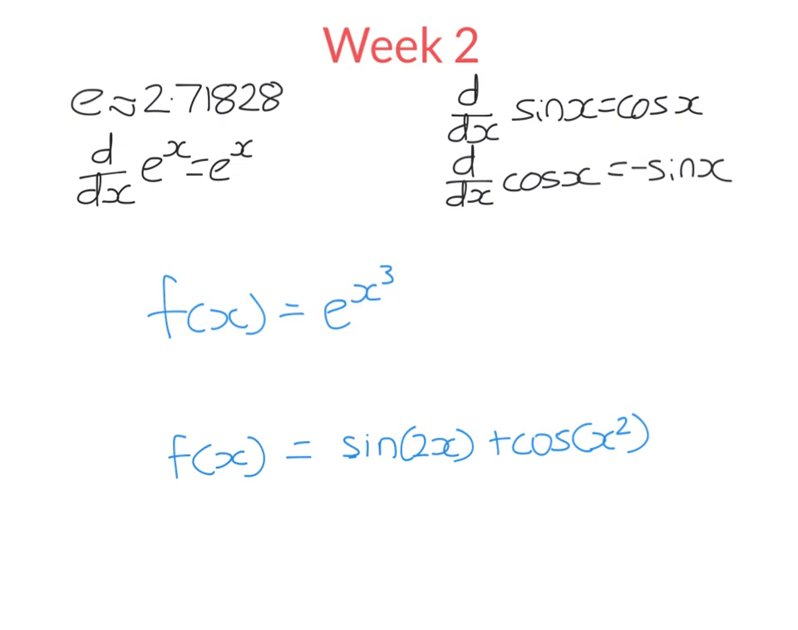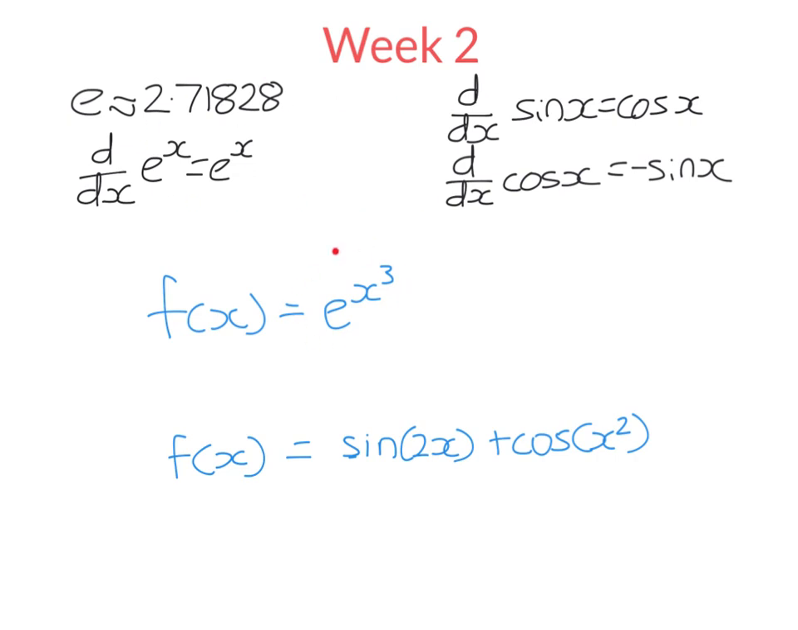So we started off by differentiating exponential and trigonometric functions. e is this special number, 2.71828. It goes on forever. It's an irrational number. It turns out when you differentiate the function e to the power of x, you get the same function. The function is its derivative. We also learned that if you differentiate sine x, you get cos x, and if you differentiate cos x, you get minus sine x.